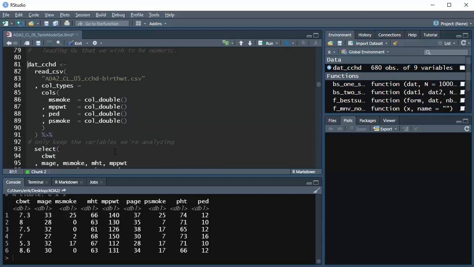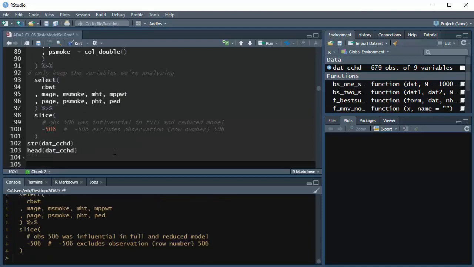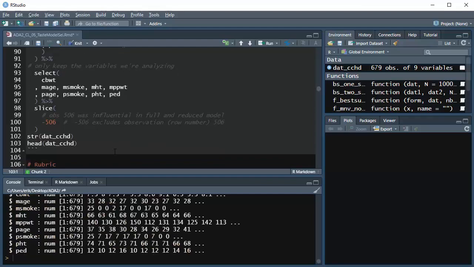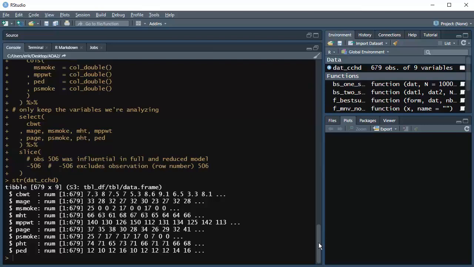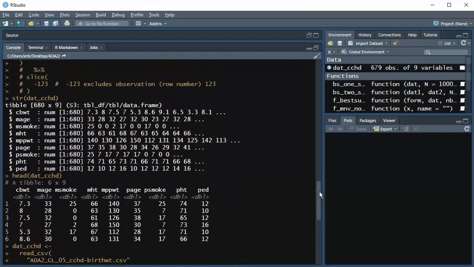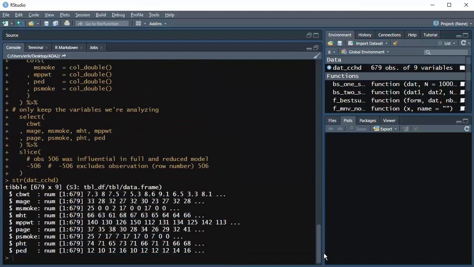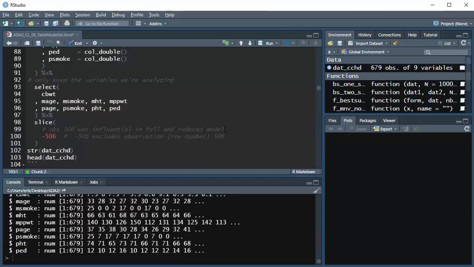So now I need to run this whole chunk of code again. Let's look at the structure. Sorry, my touchpad doesn't work very well for scrolling up and down, so I have to use these bars. Okay, so we started with a data set with 680 observations, and now we've got 679. So I've just confirmed that the change we made did something. Okay, that's the main thing I was doing.